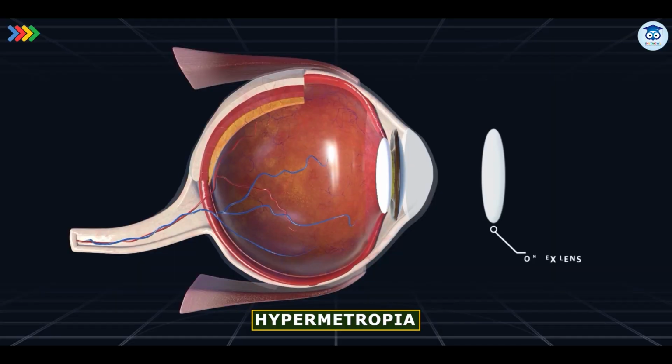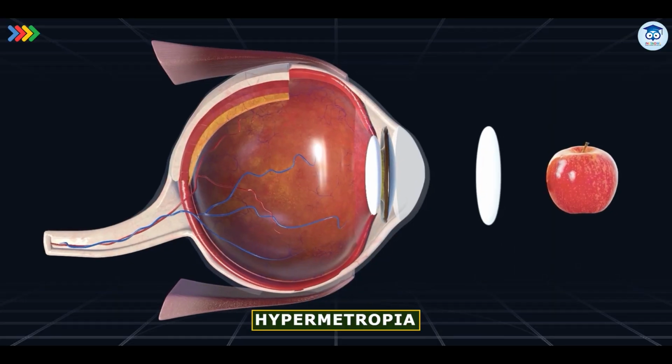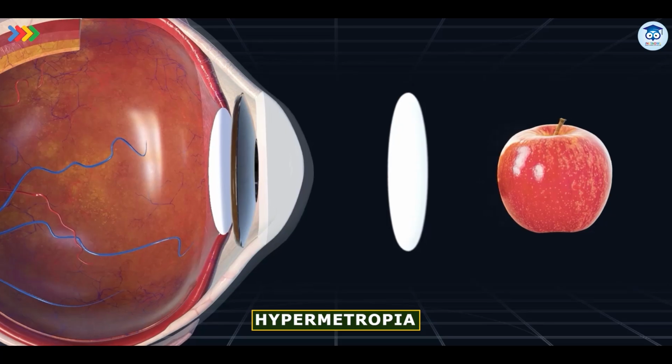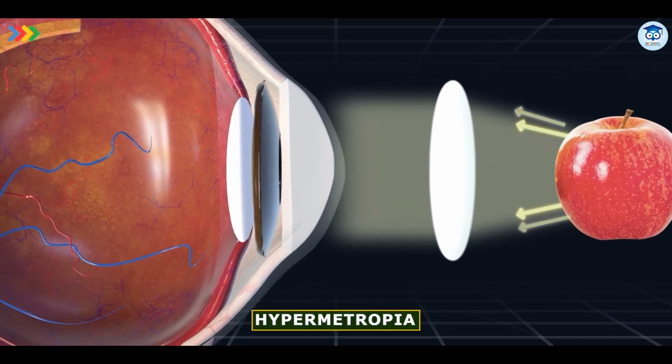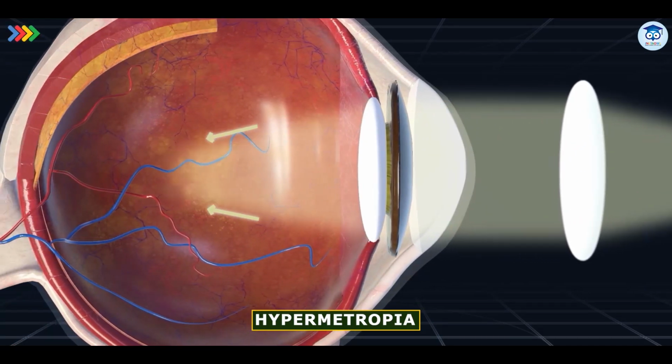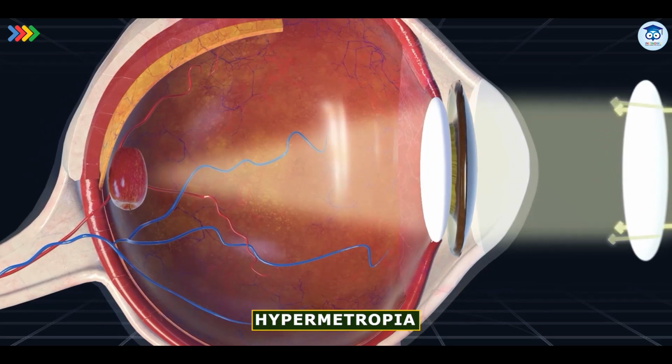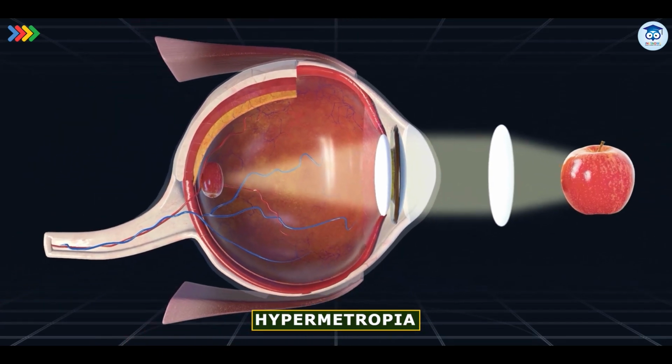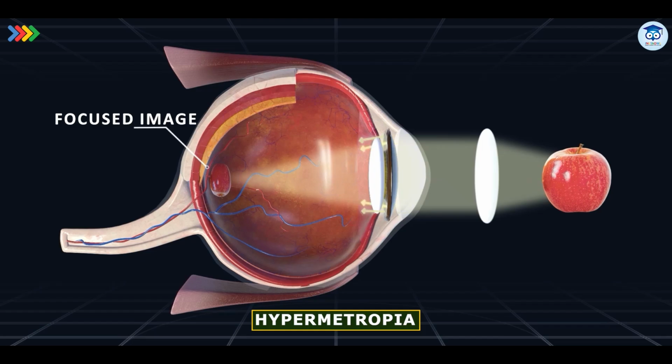To correct hypermetropia, a convex lens is used. A convex lens converges the incoming light rays before they enter the eye, allowing the eye's lens system to focus them directly on the retina. This adjustment shifts the focal point forward, bringing the image from behind the retina to precisely on it.